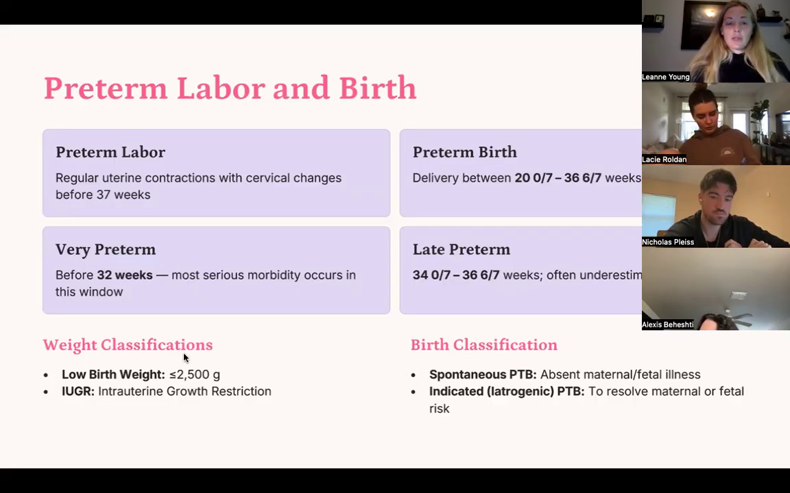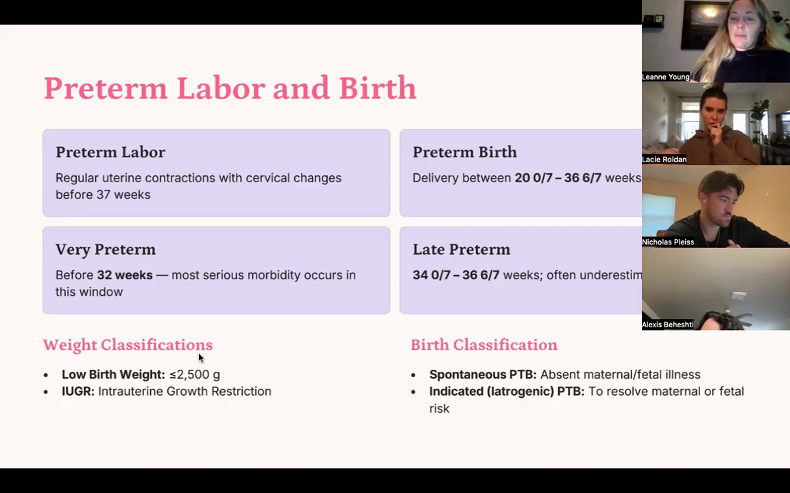So we need to understand that that is also going to change the way that we're taking care of these babies, because if they're born and they're small or they come in and they have a growth restriction, we need to have NICU on standby because this baby is most likely going to need some help after a delivery.